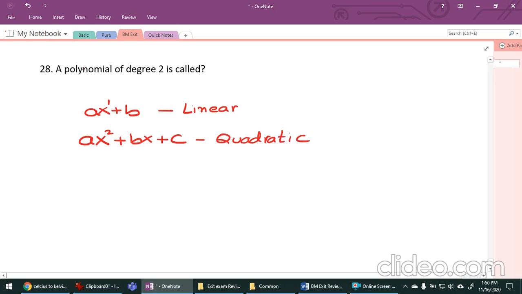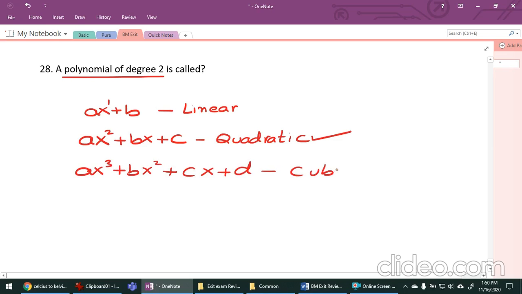So you should remember the name. A polynomial of degree 2, degree 2 means power 2, is called quadratic. If the polynomial is power 1, it is called linear. If the power is 3, ax power 3, bx power 2, cx plus d, this is called cubic. Cubic means power is 3. Quadratic means power is 2. Power 1 is called linear.